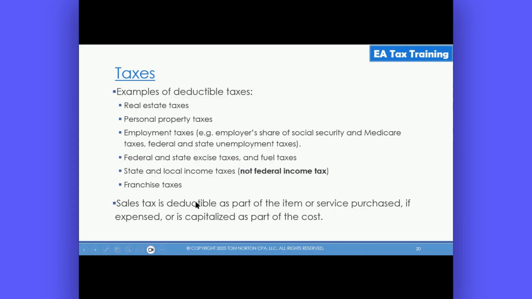Of course, as we said before, if you are collecting sales tax from your customers, then you do not include the amounts that you collect in income, and you do not include the amounts that you pay over to the state as an expense.